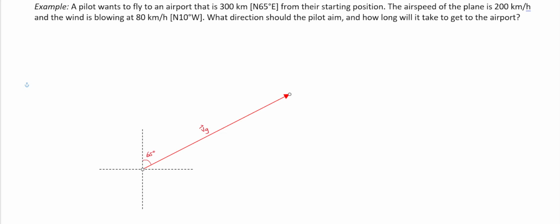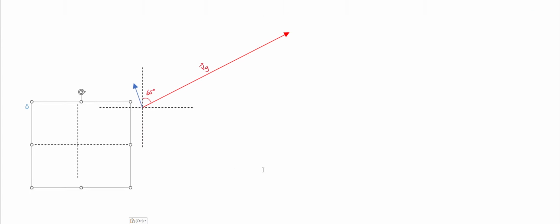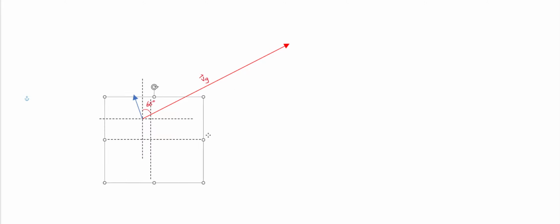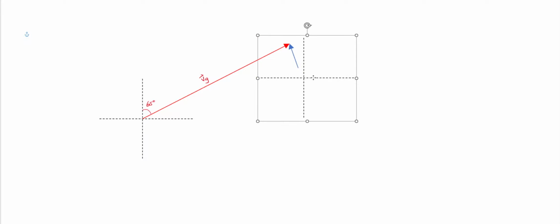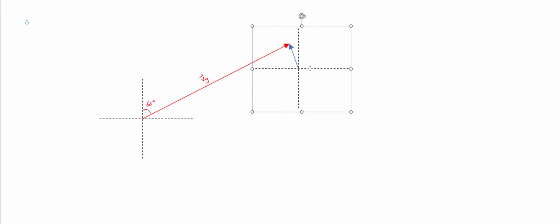So I'm actually going to draw that in onto this original axis here. North 10 degrees west, and it's 80 kilometers per hour. So I'll put it like here. North 10 degrees west. Okay, so that's my wind velocity. And so what I'm going to do is take that wind velocity, take this compass axis, and put this over here.